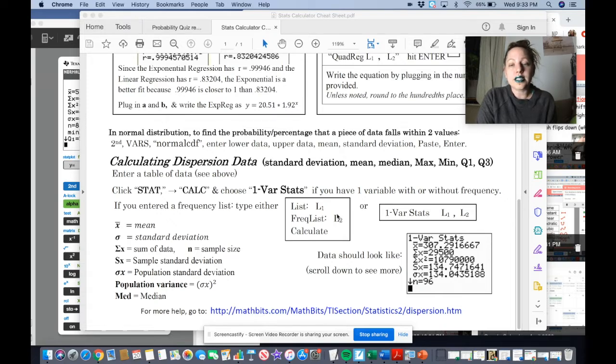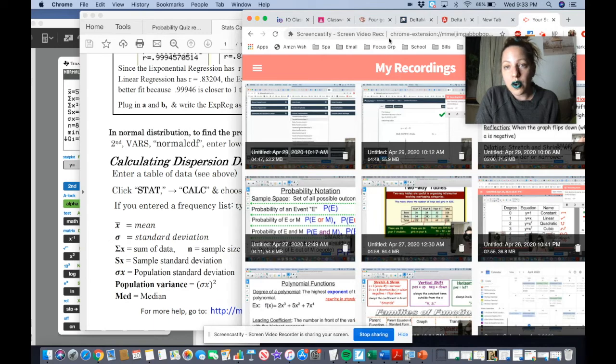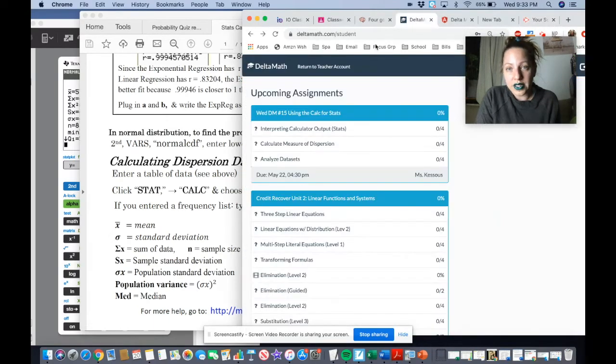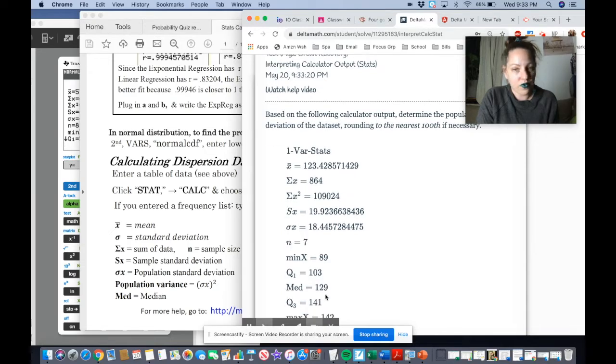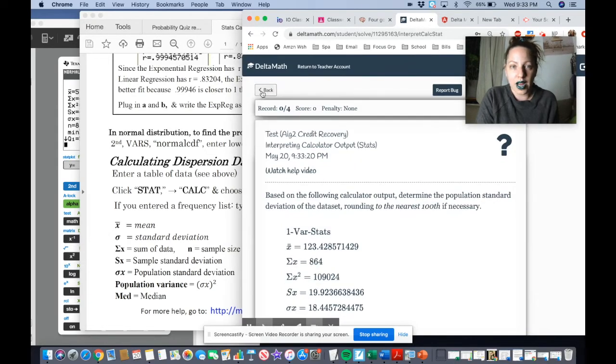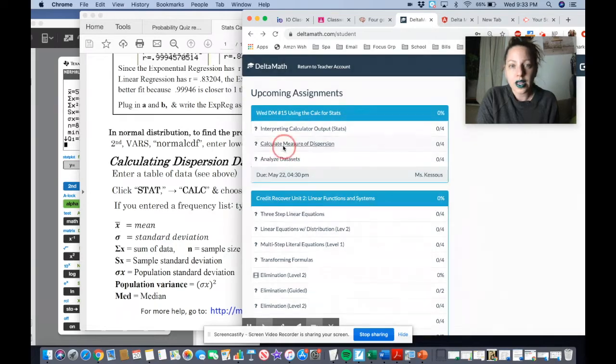And then this is the steps for how to use the calculator to get the data. I'm going to show it to you, but you want to pause and write this down. Now I'm going to show you. So I'm going to do a Delta Math example. The first section that you have is just using the vocab that you just wrote down, seeing what it's asking for, and finding that. So it's just identifying the vocabulary. That's it. Nice and easy.